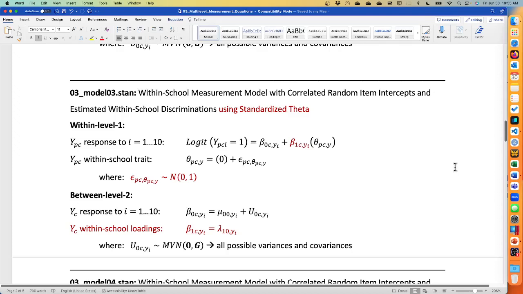So following Lisa's multi-level notation, Lisa, would you like to describe why this looks like this? Yes. Surprise, by the way. Surprise. No, I got this. I wrote these. I can do this.